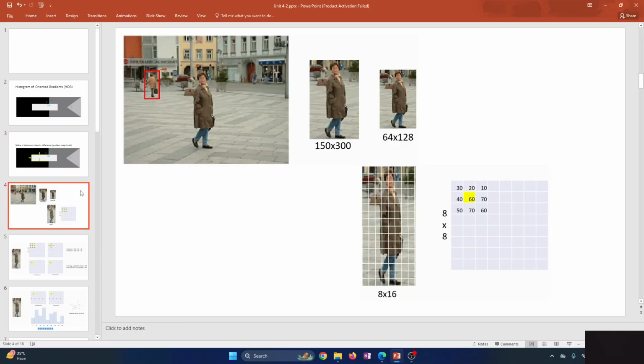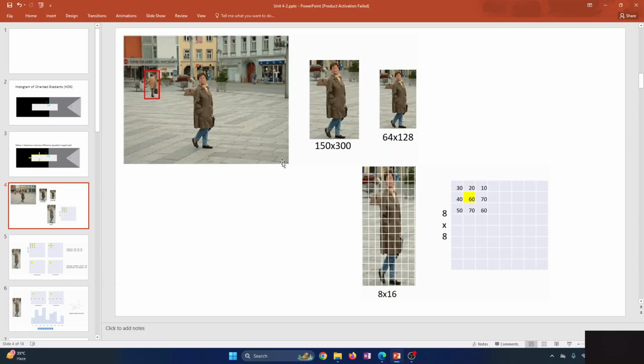Now this is an image, a complete image. What it does is it extracts a region. For example, this rectangle or this rectangle. So it draws a rectangle around this human. Then it crops a portion of 1:2 ratio. You can see 150 by 300. So it crops a small patch of the image of 1:2 ratio.